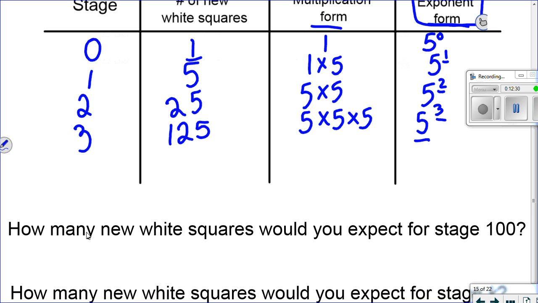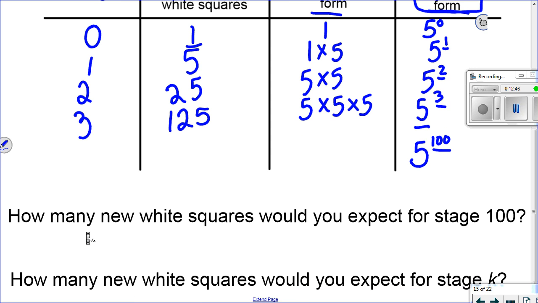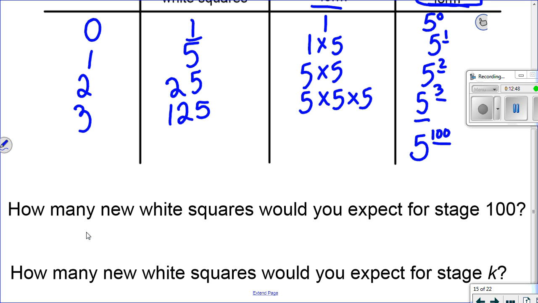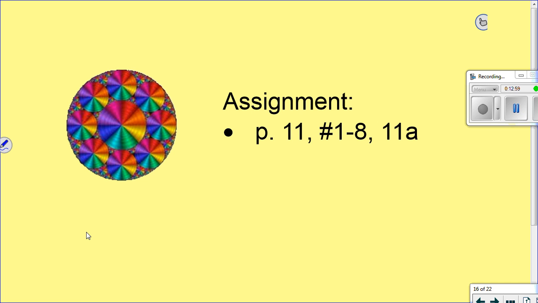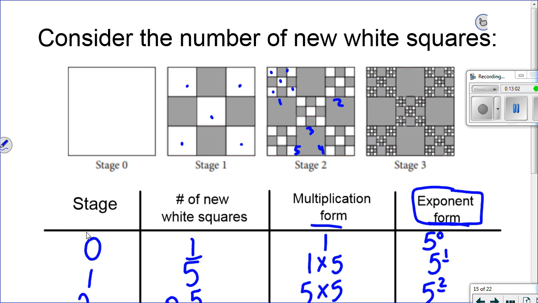So how many new white squares would I expect to see for stage 100? Yeah, stage 100 is going to be 5 to the 100th power. We're not going to write that out longhand because that would take kind of a long time. 5 to the 100th power. How many for stage k? For stage k, again, if the exponent goes by stage, this is going to be 5 to the k power. No matter what stage that is, that's going to be k. All right, and we're going to stop there for today.